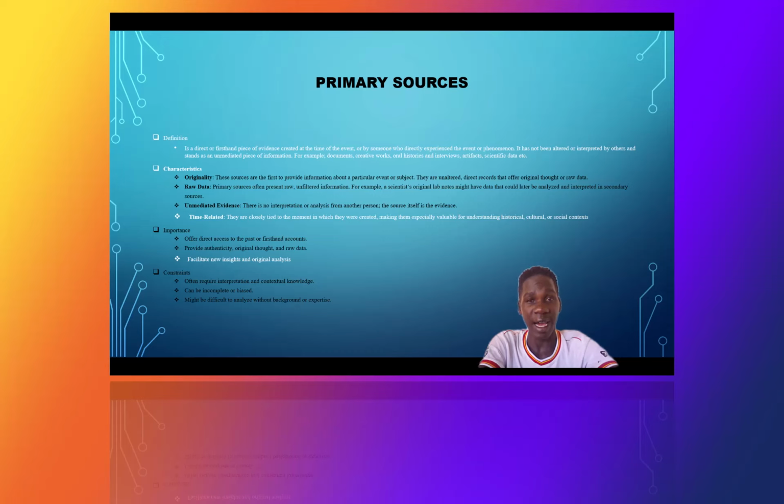Documents are first-hand information, where I can get first-hand information. We have creative works. Creative works here I mean anything made by anyone, maybe like an artwork which was made by someone else. Anything that was created by someone else, but it's an artwork, it's a creative work. Those are also primary sources.